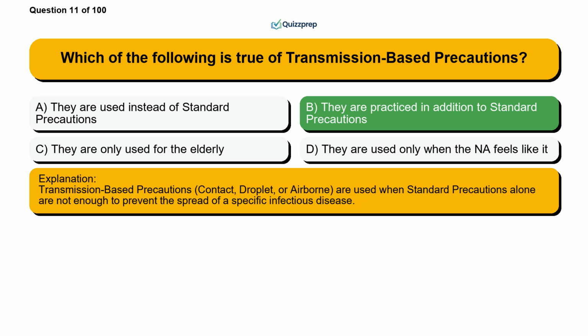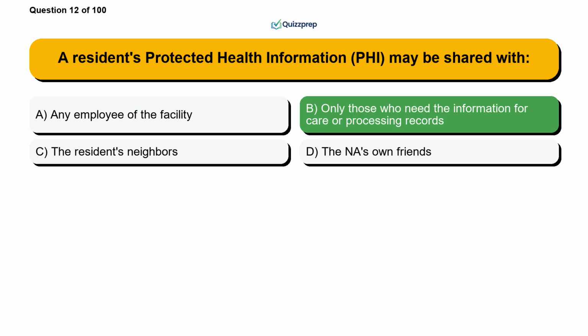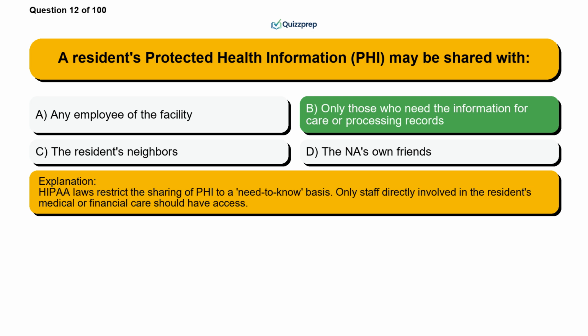Transmission-based precautions, contact, droplet, or airborne, are used when standard precautions alone are not enough to prevent the spread of a specific infectious disease. Question 12. A resident's protected health information, PHI, may be shared with option A, any employee of the facility, option B, only those who need the information for care or processing records, option C, the resident's neighbors, option D, the NA's own friends. The correct answer is option B, only those who need the information for care or processing records. HIPAA laws restrict the sharing of PHI to a need-to-know basis. Only staff directly involved in the resident's medical or financial care should have access.